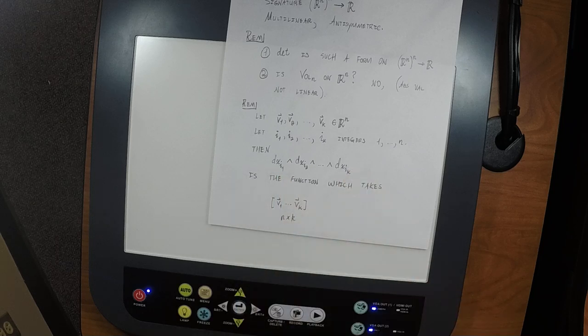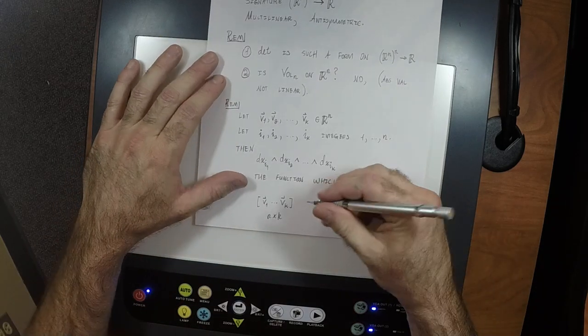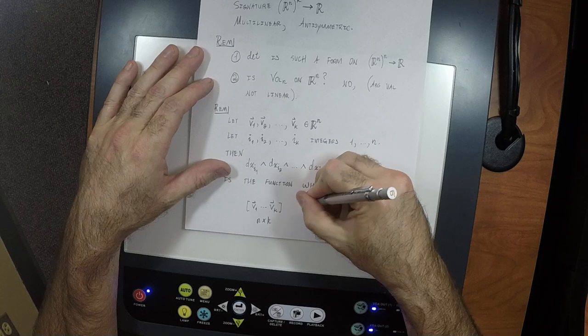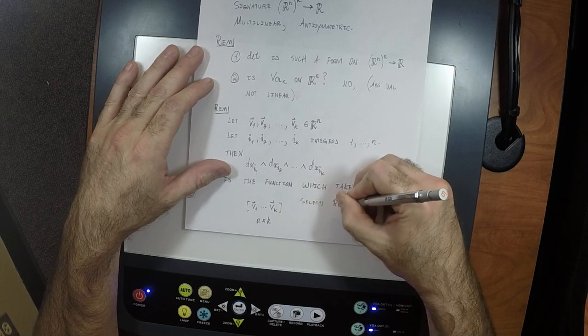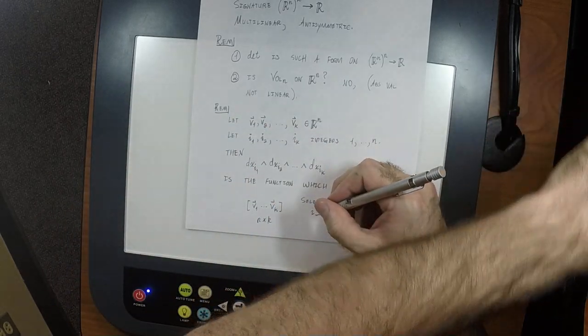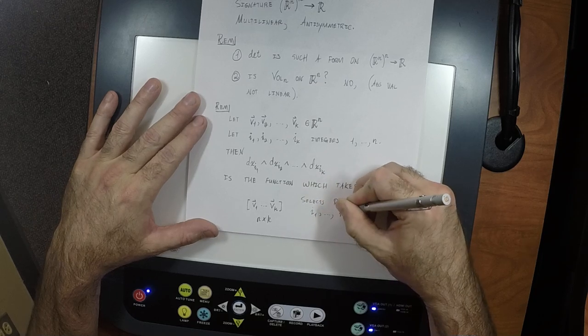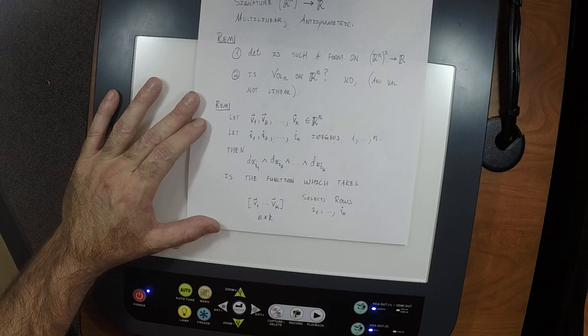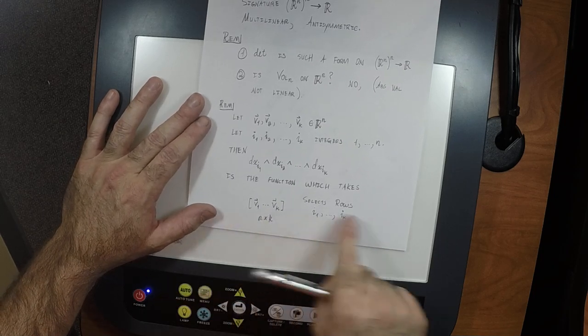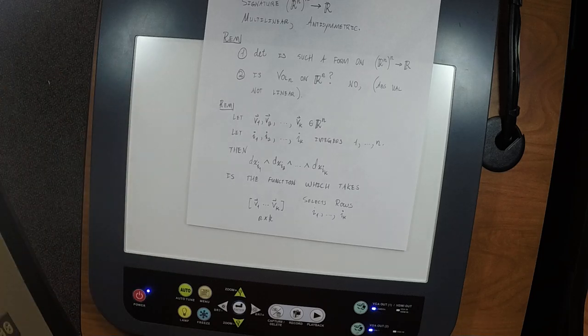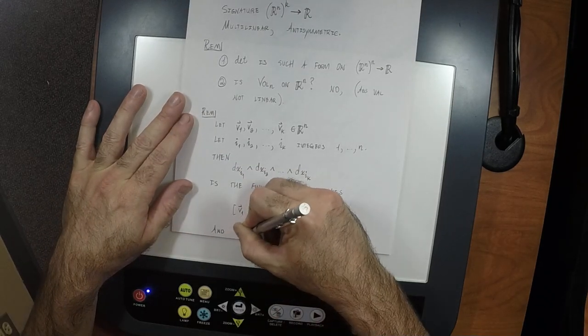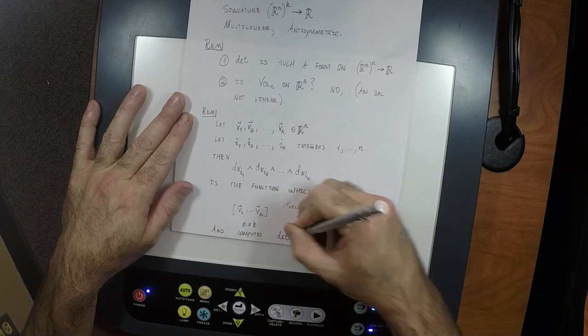So what this function is going to do is take this matrix, which is rectangular, and we're going to do our best to make it a square matrix. It takes this matrix, selects rows I1 to IK. So how many rows is that? K rows. So we're going to select a square subset of this rectangular matrix, and then compute the determinant of the result.